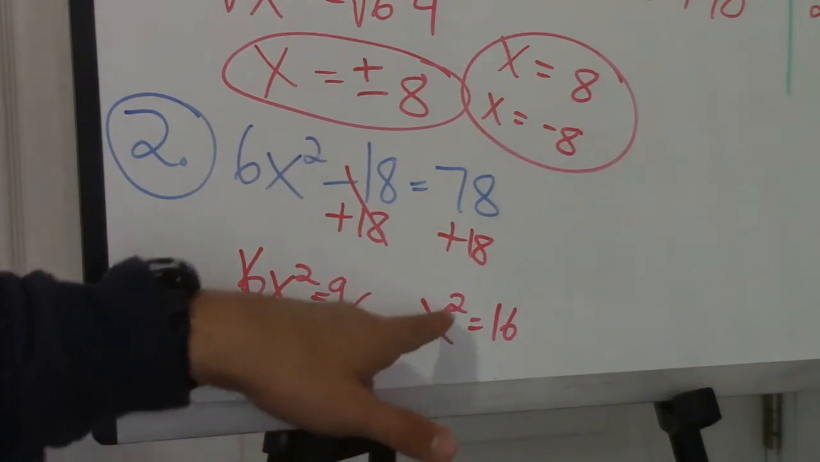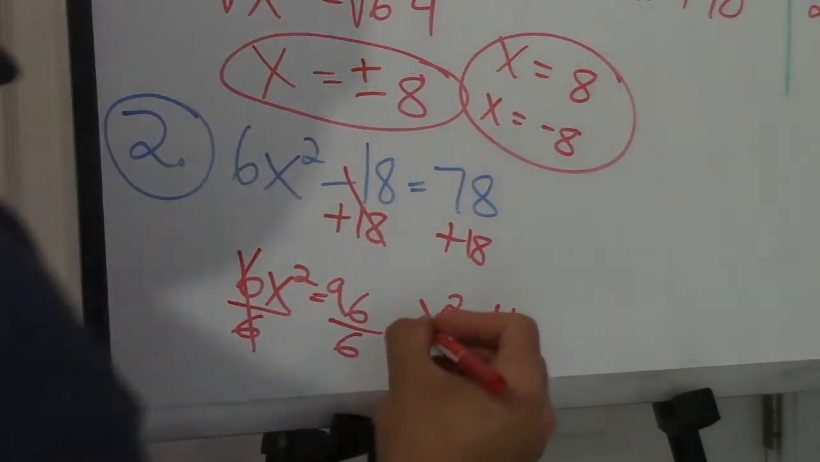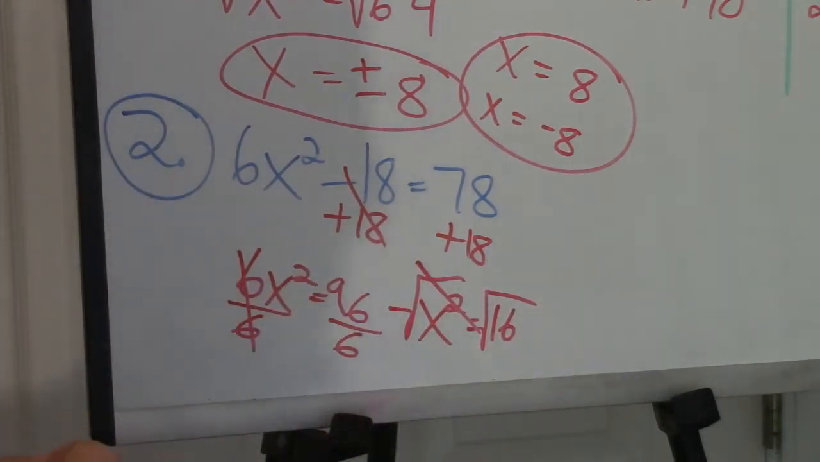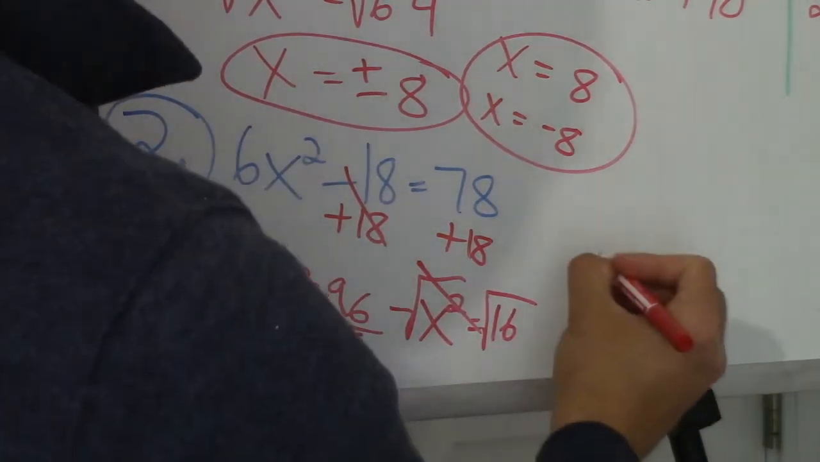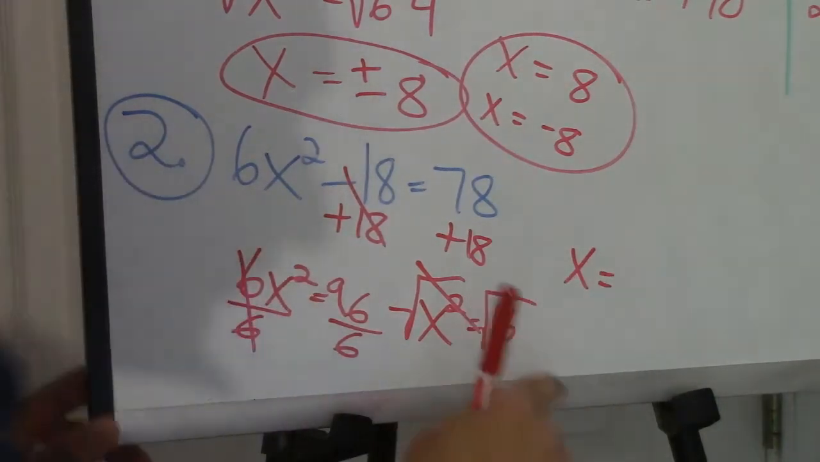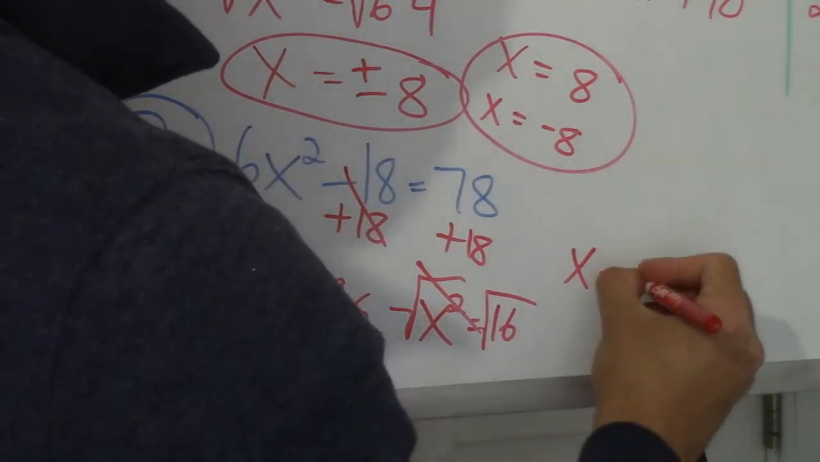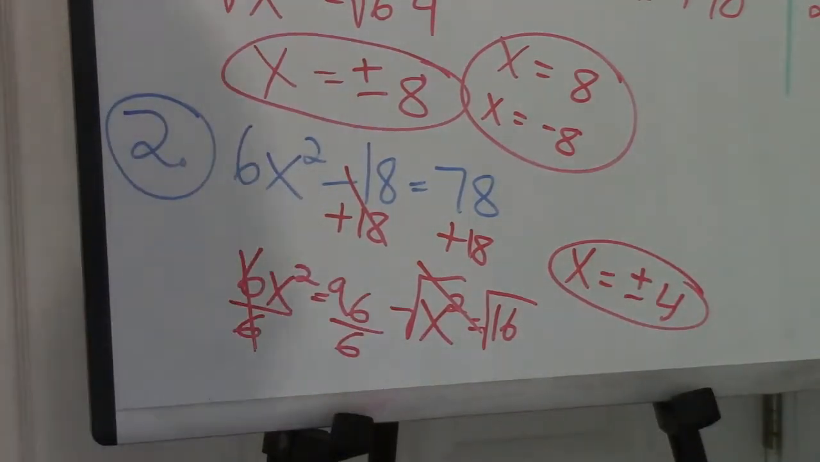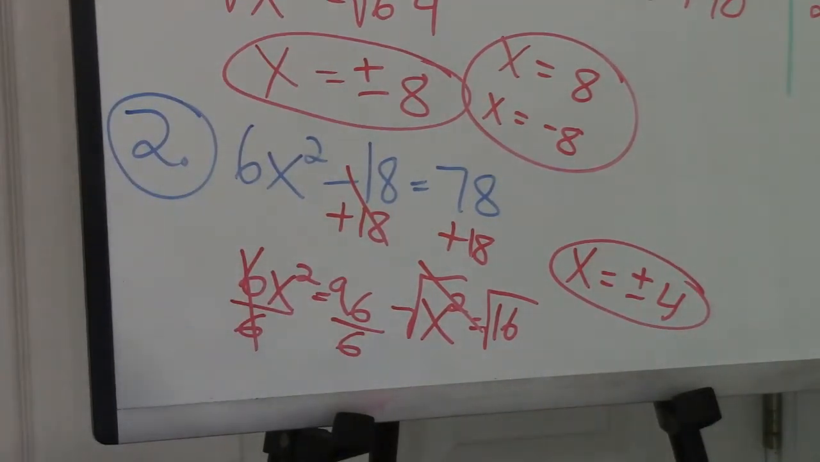And the last step, I have to get rid of the square. So I'm going to take the square root on both sides. That cancels out the square. That undoes it. And I get x equals the square root of 16, which is plus or minus 4. Plus or minus 4. There's two solutions.